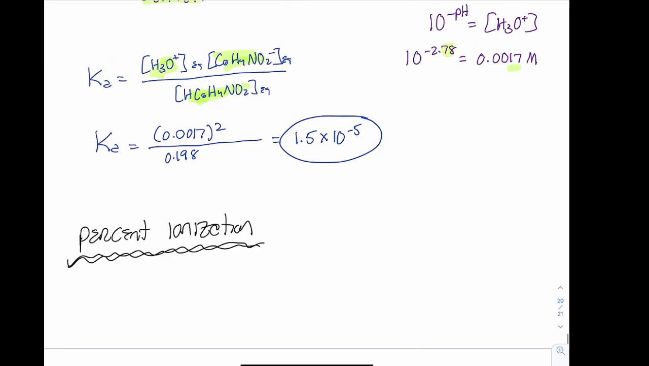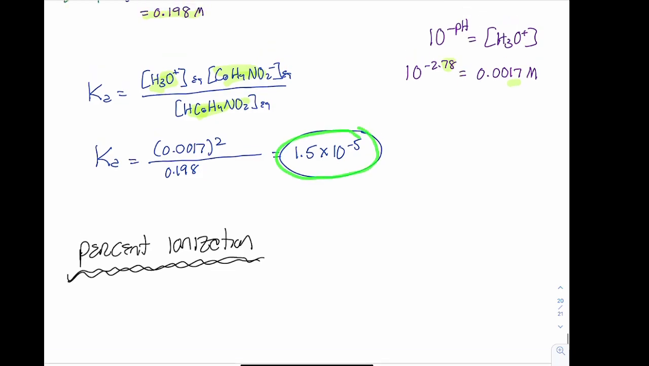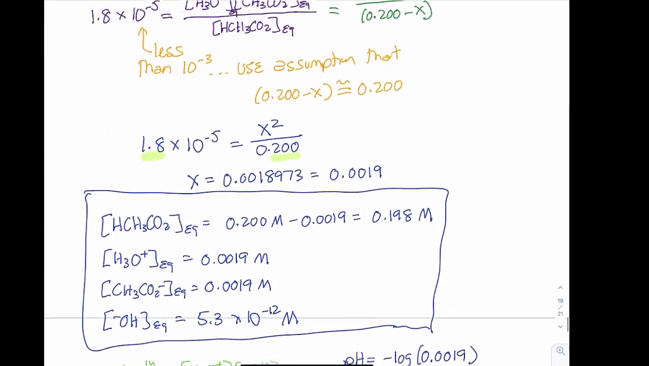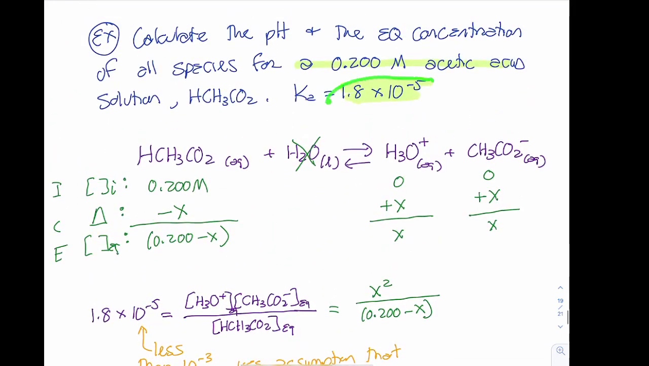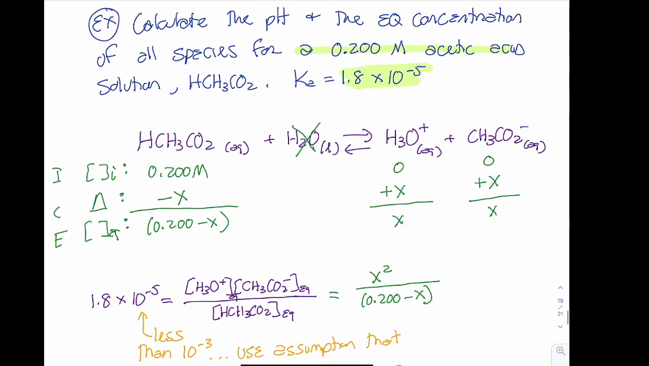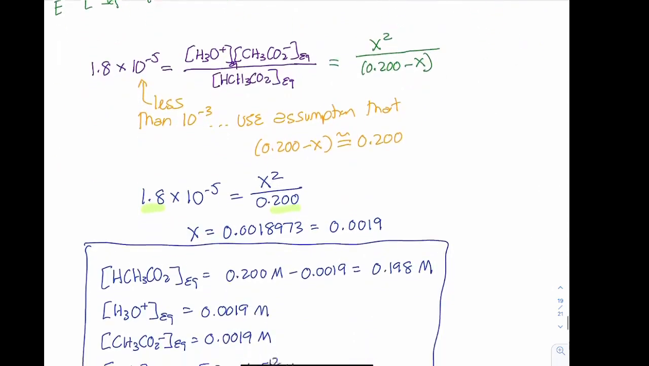I'll come back to percent ionization here in a second, but if I was to compare the Ka for nicotinic acid to the Ka for acetic acid, going back up, they're actually really close, right? One is 1.8, the other is 1.5, both multiplied by 10 to the negative fifth. So I would say that they're really close to being equally strong. Acetic acid at 25 degrees Celsius is a little bit stronger, right? 1.8 is a larger number than 1.5. So at the same temperature, acetic acid is just a tiny bit stronger than nicotinic acid. And we get that just based on the value of my equilibrium constant.